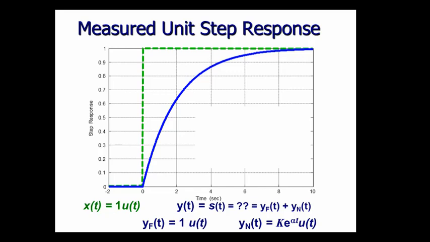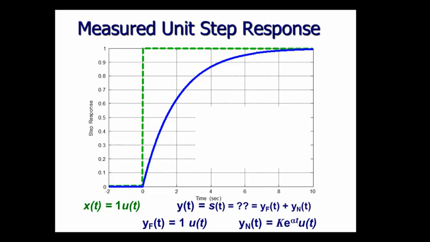Yes, right? So every point on that curve has to satisfy this relationship. It's a forced response plus a natural response. Forced response we know is 1 u of t. The natural response is some unknown k e to the alpha t, u of t.